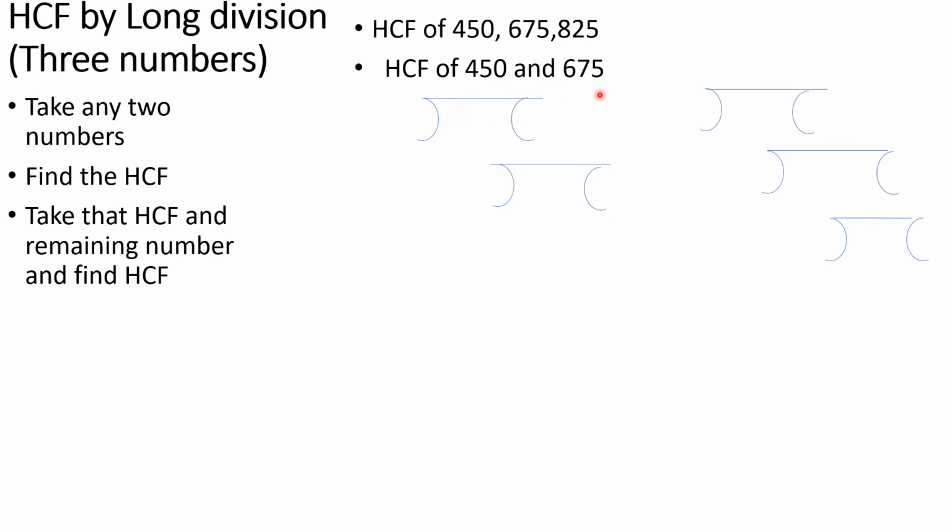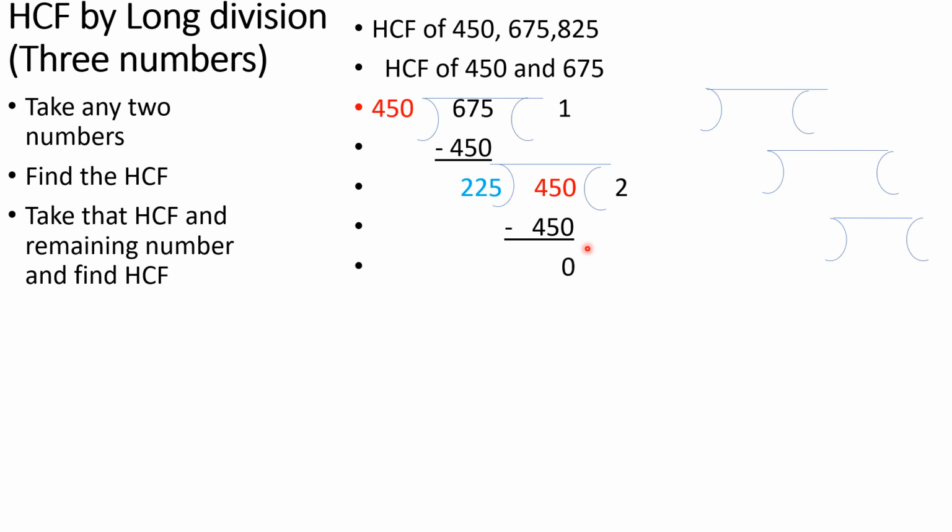450 is less than 675, that's why 450 will be divisor and 675 will be dividend, right? And 450 ones are 450. Now we will subtract it. It is a rule of division. 225 is our remainder, and it is our new divisor also, and this will become our dividend. Now how many times? Yes, two times. So it is 450 and our remainder will be 0. This remainder is 0 because of this 225. That's why this is the HCF. HCF of 450 and 675 is 225.